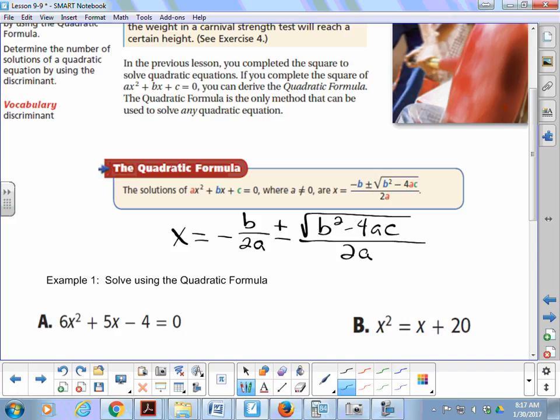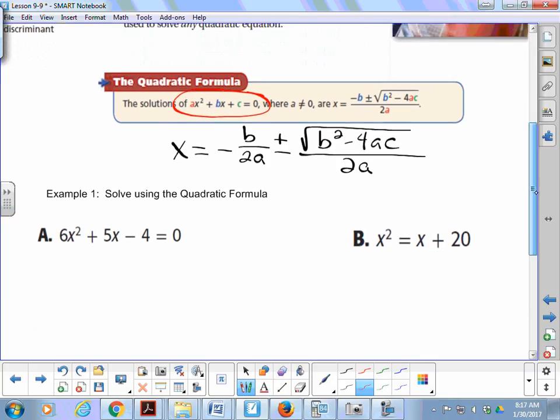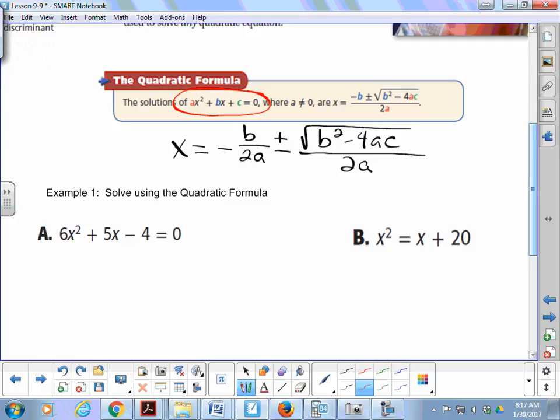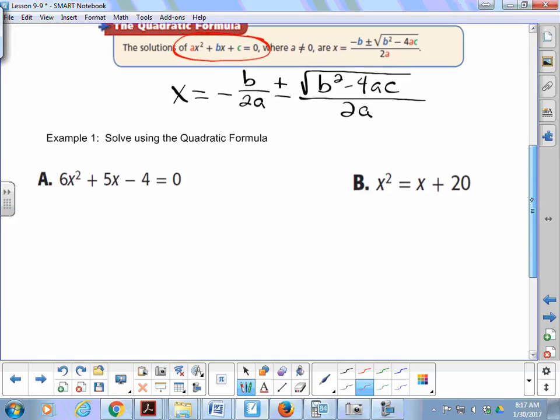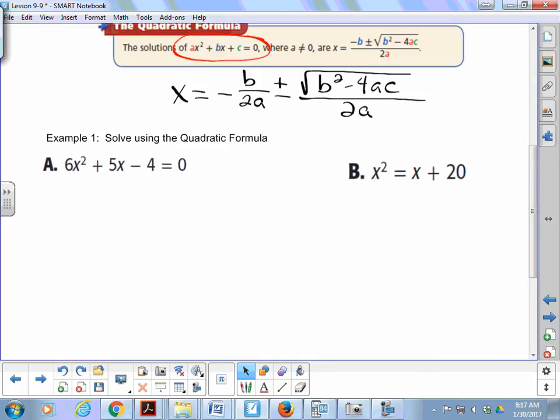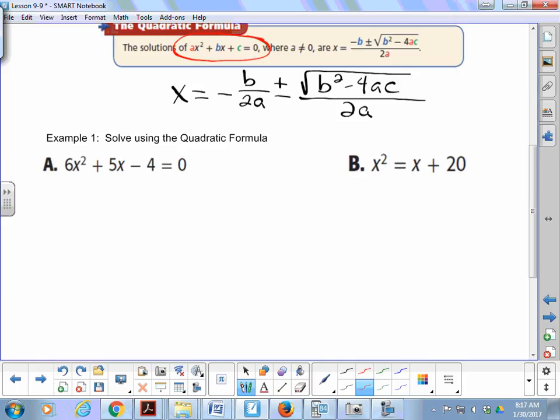Now the big thing is, remember, that it must be written in standard form equal to 0. Completing the square, we have the constant on one side and the variable terms on the other, but when we're using the quadratic formula, we have to have it equal to 0 once again. Same as when we're graphing or factoring. So the first thing you should do when you're doing the quadratic formula is identify a, b, and c. All right, so you know which ones to plug in where.